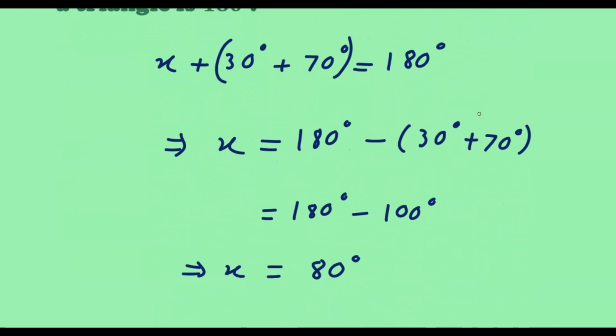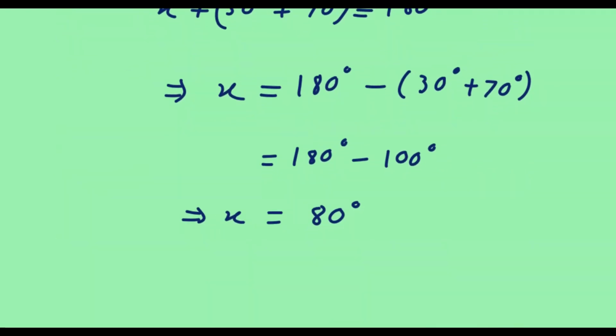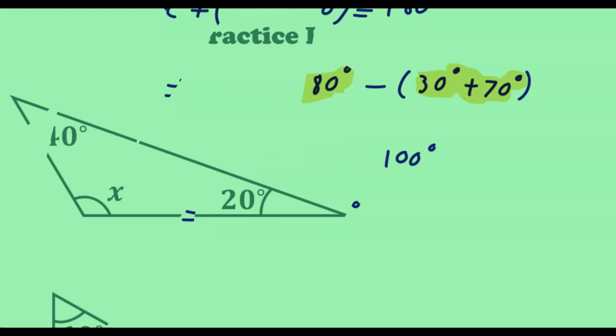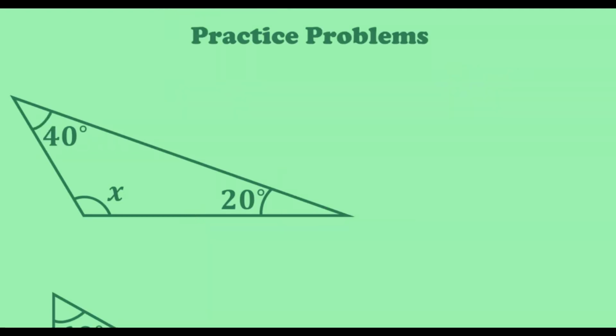So how did we determine this? Let us have a look. What we did is we subtracted from 180 degrees the sum of the two angles that were given. Using the same process, we can determine the missing angle in any triangle whenever the other two angles are given. All we need to do is subtract the sum of the two given angles from 180 degrees. Now let us have a look at a few practice problems to understand exactly how we do this.